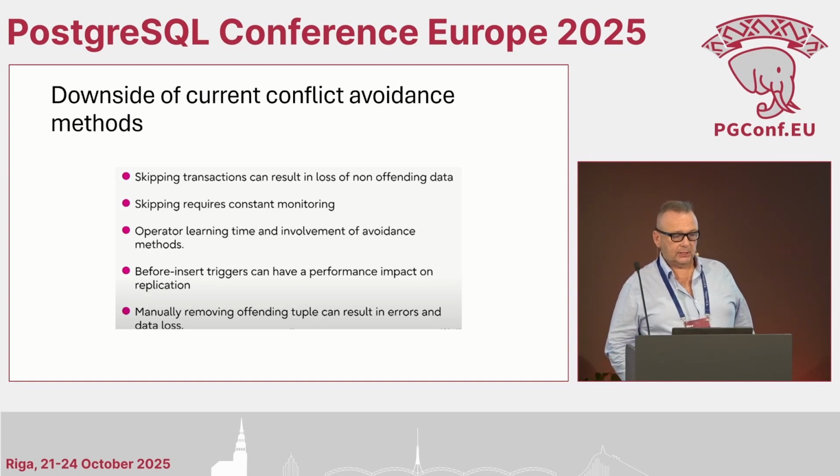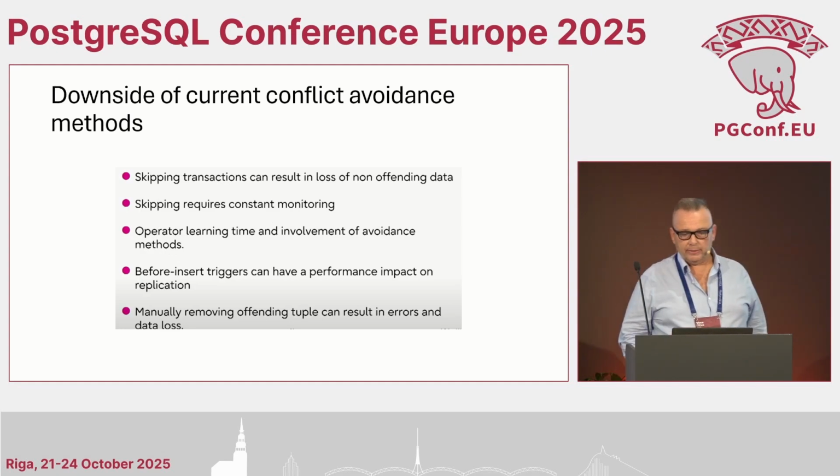This slide shows the disadvantages of the current conflict resolution methods. You can see that skipping transactions can result in a loss of data. Skipping requires constant monitoring, and there's also going to be learning time in implementing avoidance methods, like we talked about, possibly with the triggers. And of course, there's a performance overhead if you did implement triggers for conflict resolution.